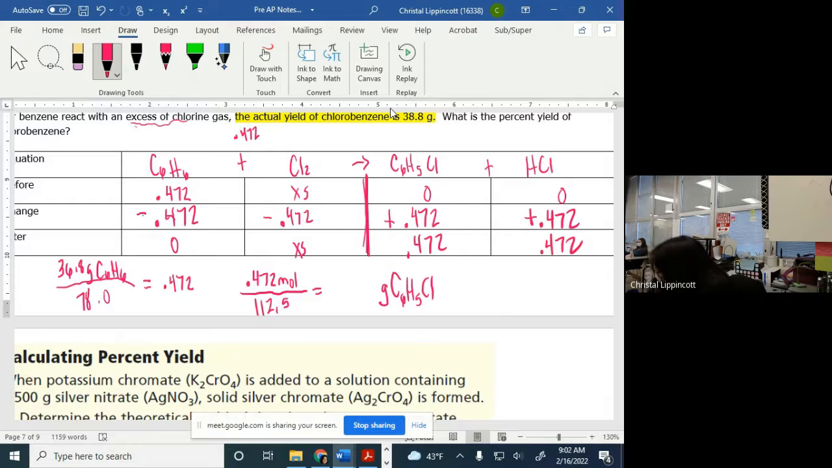Okay, so that, why did I do that again? I did that last hour. There we go. So 53.1 grams. So that's how much I should have made. Now, in reality, this is all we made. So I'm going to take that, divide by how much we should have made, times 100.